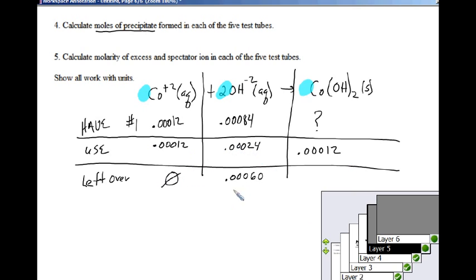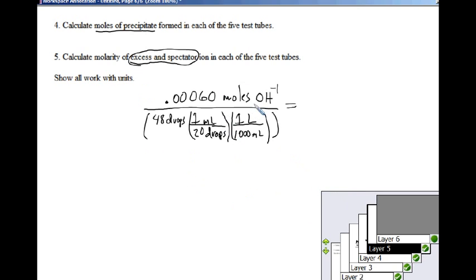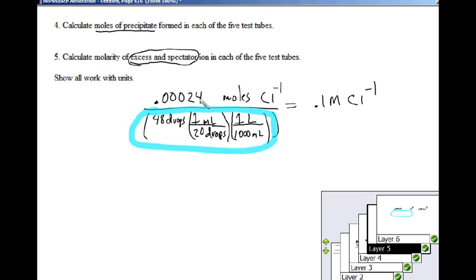None of these left over, this many left over, and so to calculate the molarity of the excess, in this case the hydroxide ions, we put the number of moles over the total number of liters, which is always the same in each test tube, and the chloride ion, the spectator ion, the total number of moles over the total volume.